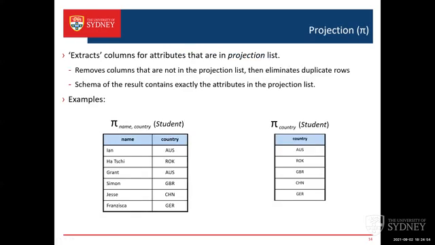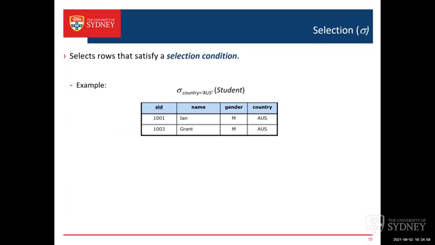So that is projection. It works on columns. That is the main thing. Selection, now we got that idea. The selection works on rows. It only selects the rows that satisfy that condition.